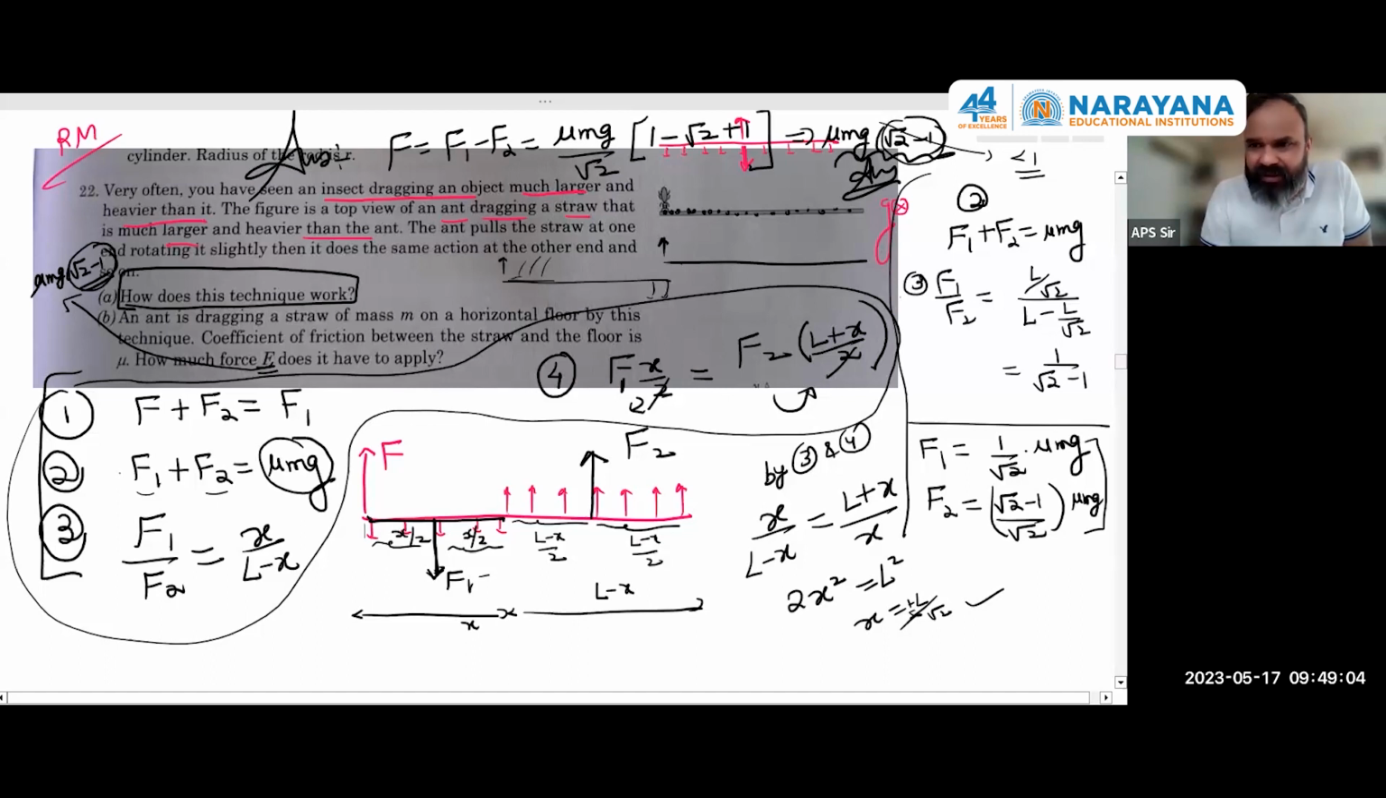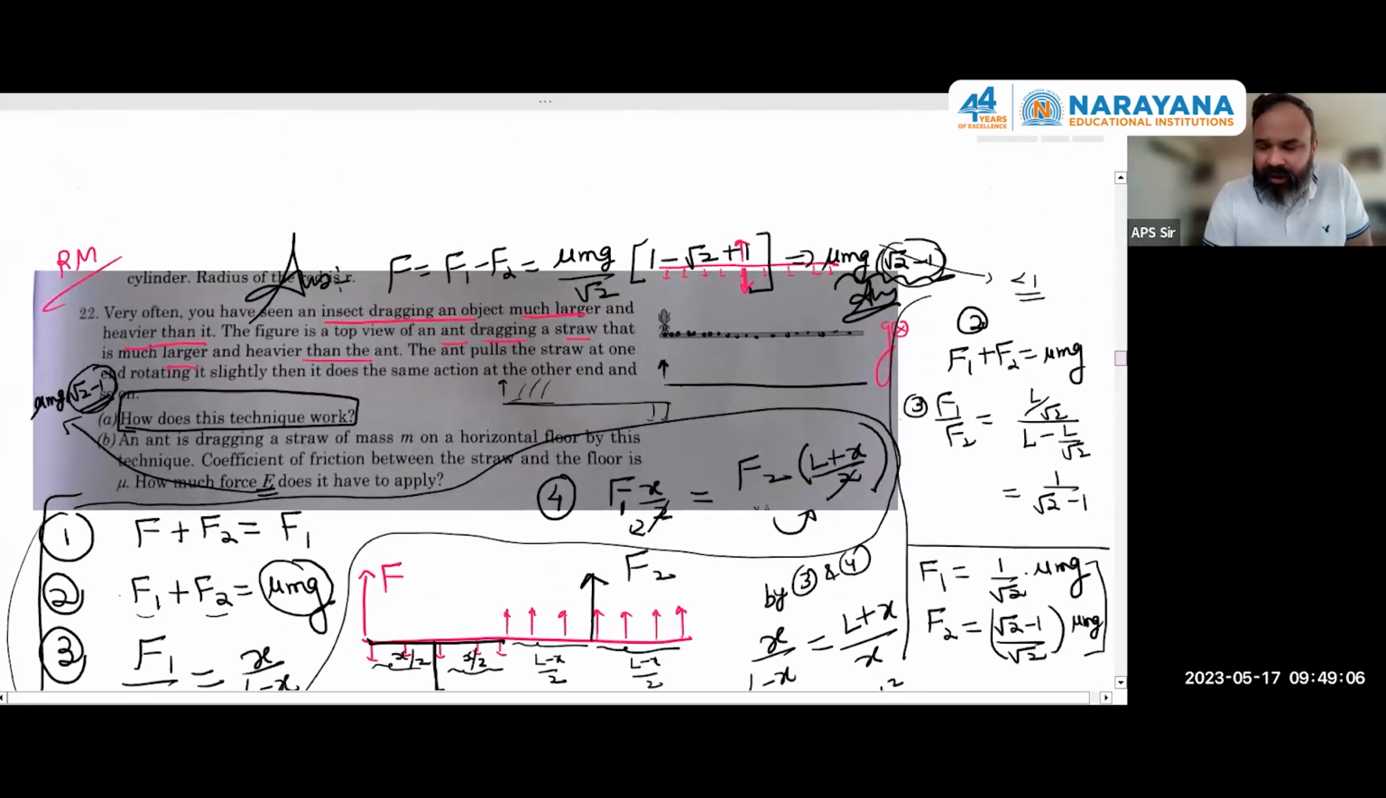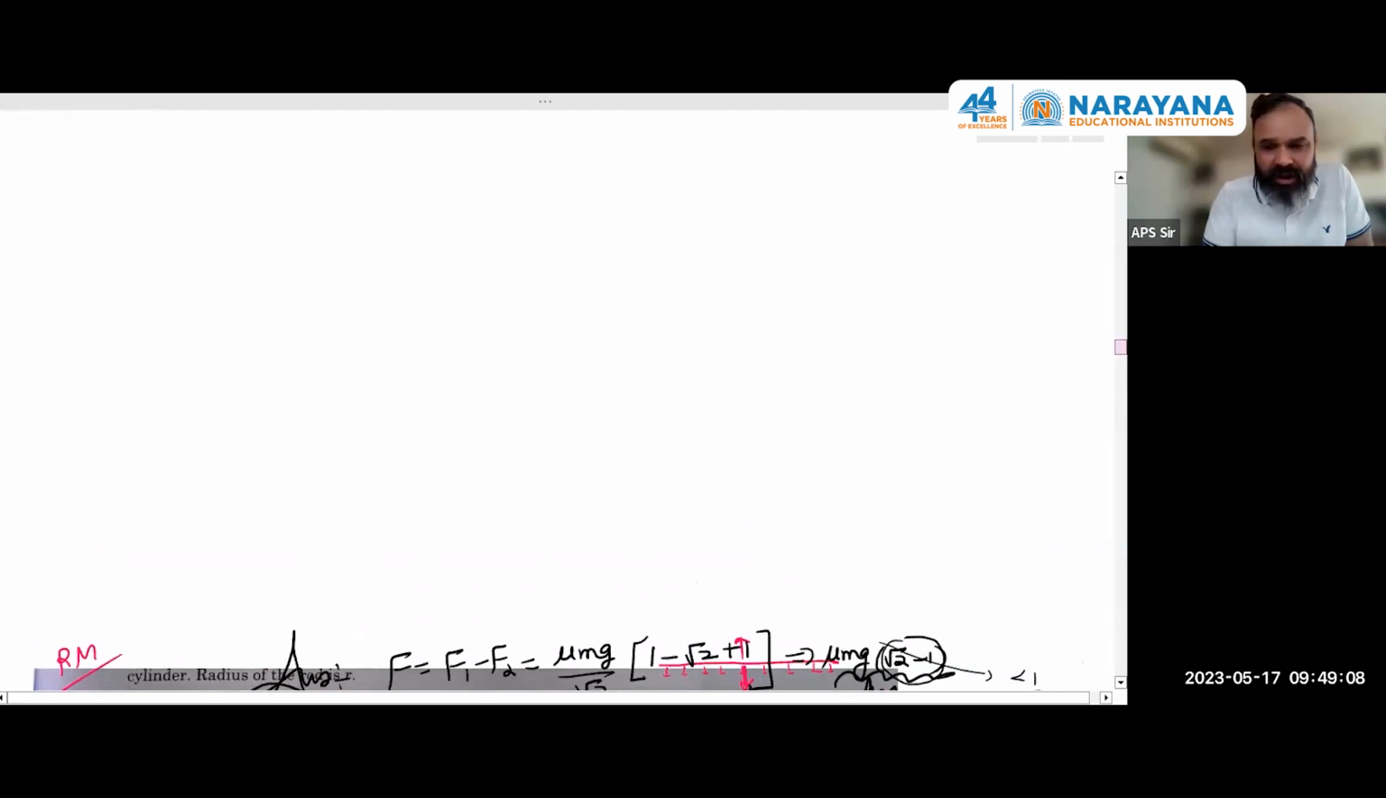Right. Let me just share one concept with you. While the vector methods are very useful in solving a lot of problems in kinematics, I'll just take a small example.